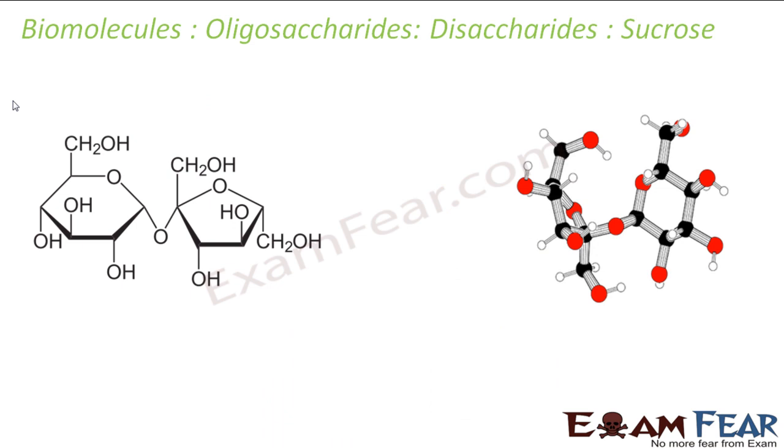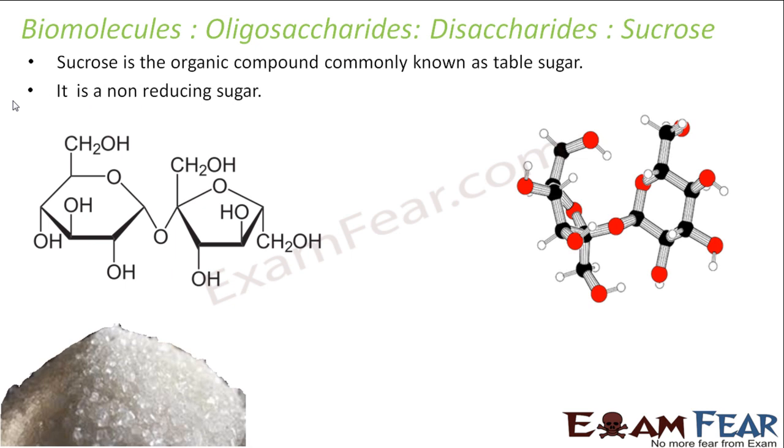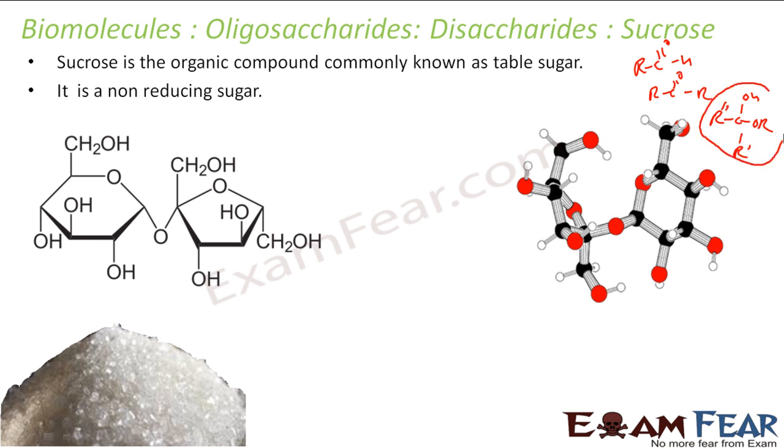Let's talk about sucrose now, the one which is found in sugar. This is commonly called table sugar, and it is non-reducing. I'll show you why. As I have told, for a compound to be reducing, it should have either an aldehyde, ketone, or hemiacetal group. Aldehyde and ketone are not there, so let's see the possibility of hemiacetal. There are four possible carbons we can explore, because all these carbons have an OR group attached, and an OR group is mandatory.